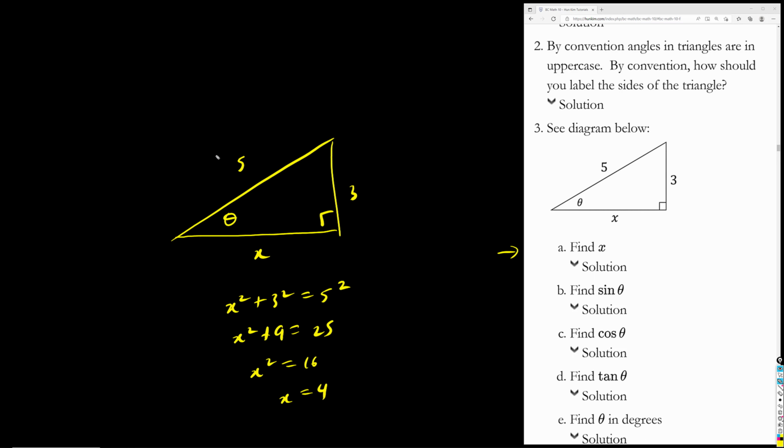It's good to memorize the Pythagorean triple, 3, 4, 5. So we might just know right away this is 4. Now what is sine theta? Recall SOHCAHTOA. Sine is opposite over hypotenuse. So sine theta is opposite, which is 3, over the hypotenuse, which is 5.